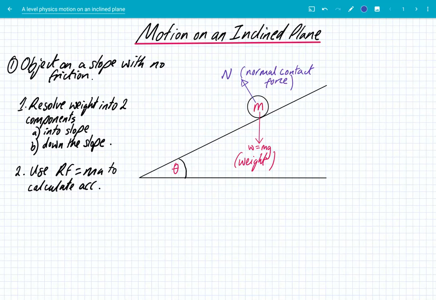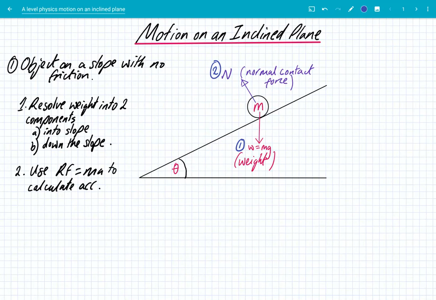So the first step is always to label the forces that are acting on this. And the first force that you should always label is the weight, which always acts vertically downwards. Secondly, a really easy force to label is the normal contact force, N, and that's always at 90 degrees to the surface. So you can see there it's at 90 degrees to the slope.